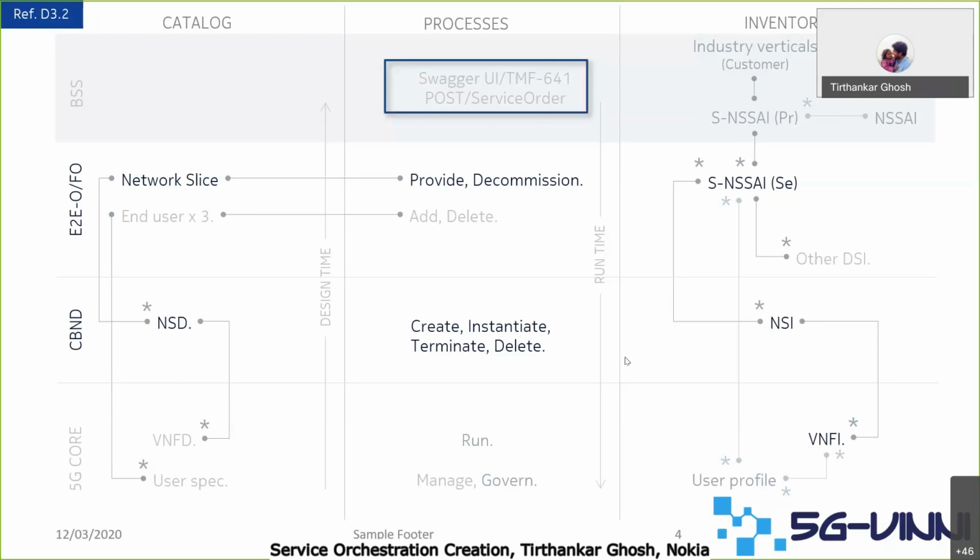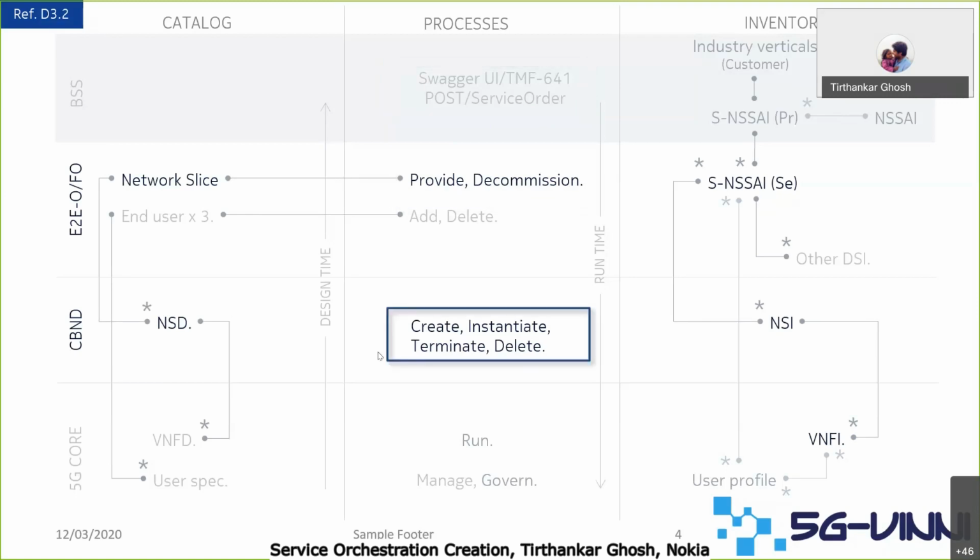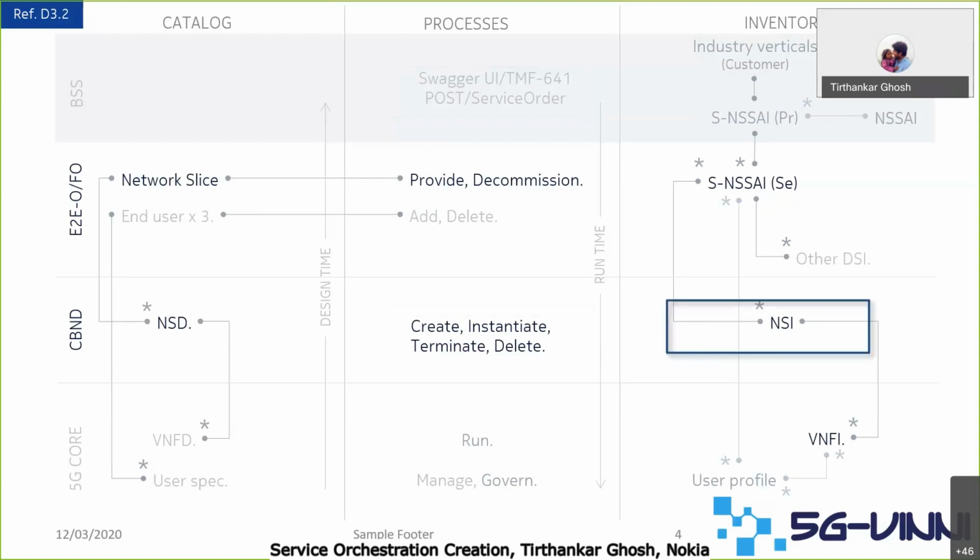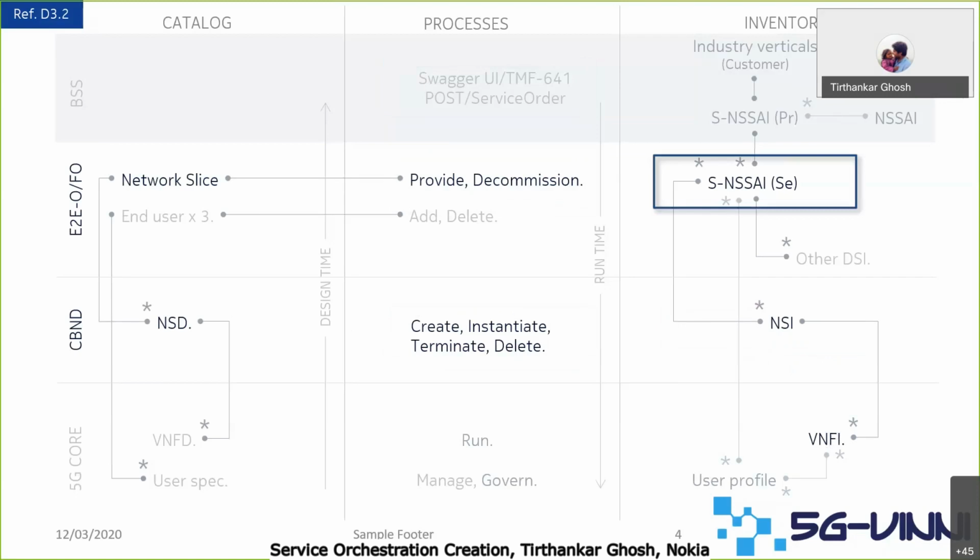After that, we will look at the inventory part of CBND, where we will see these network service instances and how they're running the VNF instances. And after that, eventually we'll have a look at the end-to-end service orchestrator's inventory, how it shows the end-to-end slice, and eventually the relations to the industry vertical or the customer that originally placed that order.